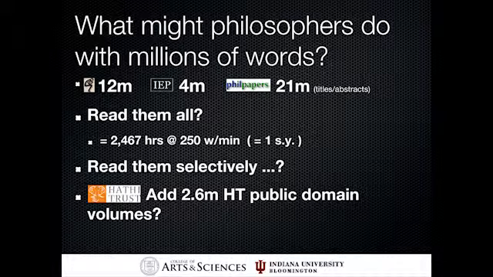And of course, you might say, well, just read them all. You're philosophers. What else do you do? If you work that out, that's something like 2,500 hours if you can read at 250 words a minute, roughly a page a minute, which I've converted into the faculty-familiar unit of one sabbatical year, working 50 hours a week. So you're going to be forced into reading them selectively, but how do you do that? And if you add in the 2.6 million volumes that we heard about yesterday from the HathiTrust public domain collection, we're now into the range of about 230 to 250 billion words. That's roughly what I calculate on the basis of this.